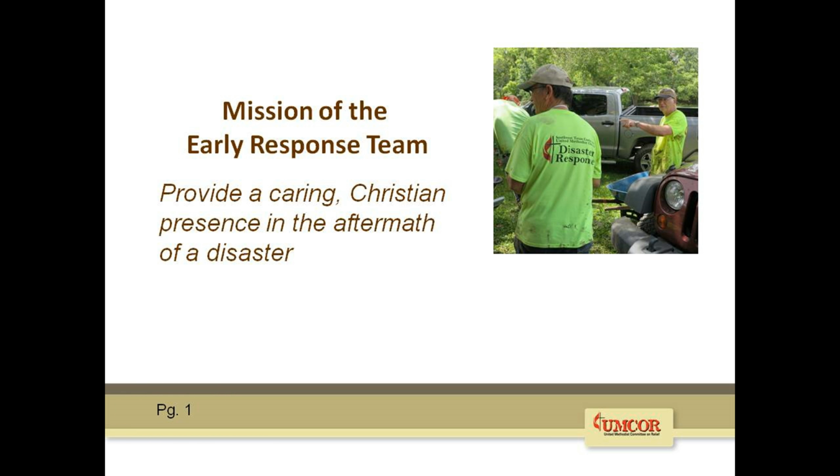We will begin on page 1 and discuss our mission as ERTs, which is to provide a caring Christian presence in the aftermath of a disaster. It's about people, not tasks.